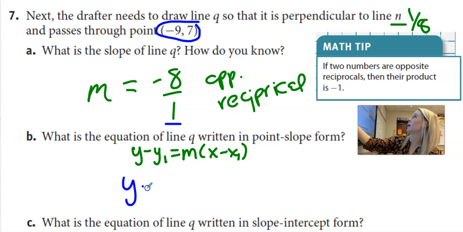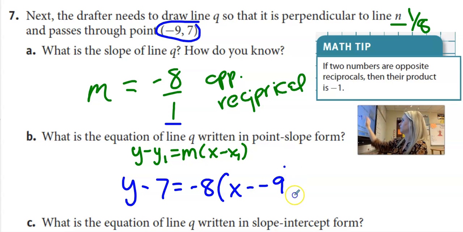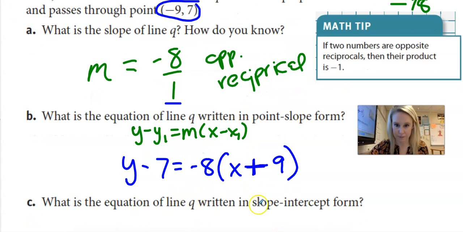So y minus 7 equals my slope, -8. I'm going to get rid of the fraction. Parentheses x minus my x point, which is a -9. Okay? Again, I can leave it, or if I wanted to go ahead and make that a plus, you could.